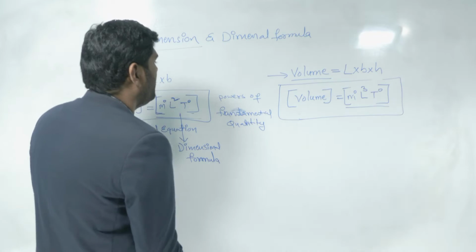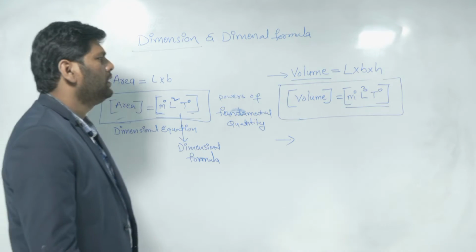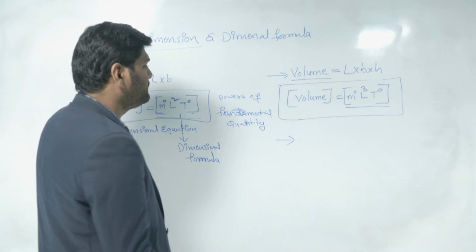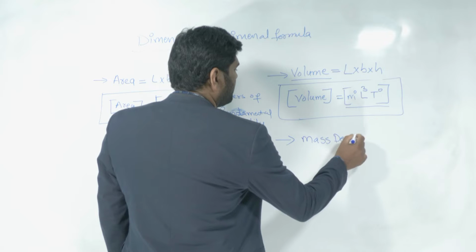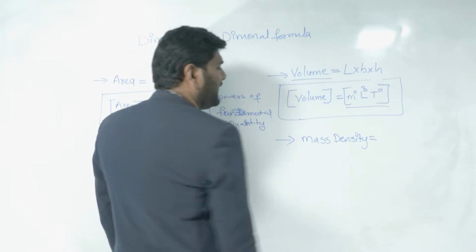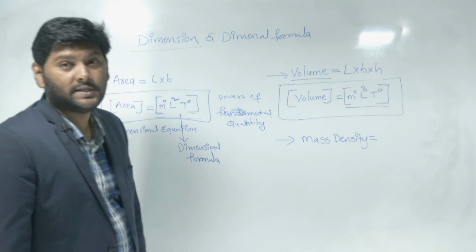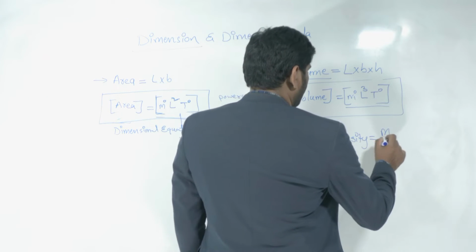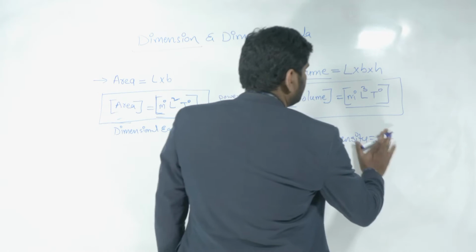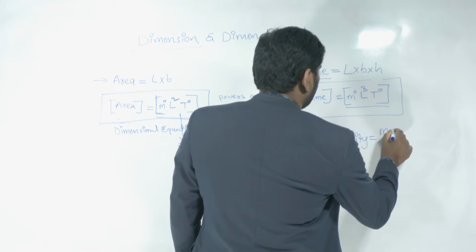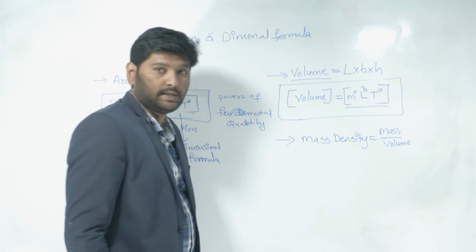Next, let me take one more example: density, mass density. If I take mass density, what is the formula for mass density? Mass density means mass per unit volume. Mass per volume is known as mass density.